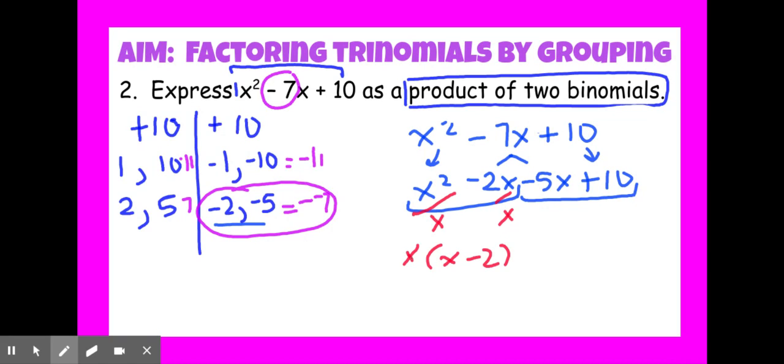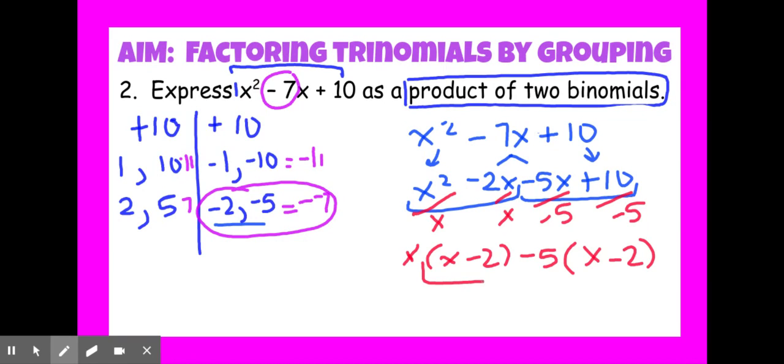And then I'm going to factor out the GCF from negative 5x and positive 10, which would be negative 5. That negative 5 comes out front. What's left when I divide it out? I'm left with x minus 2.